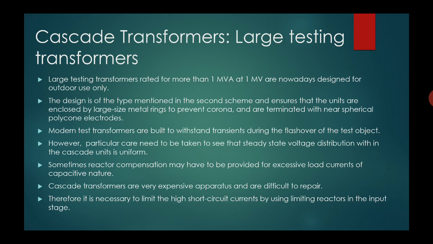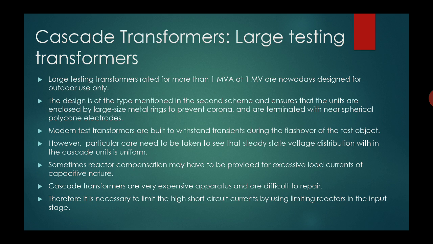Now, whenever there is an apparatus to be tested which has a high capacitance, capacitive currents are drawn from this cascade transformer. With a smaller cascade transformer, that may not be much of a concern, but for the bigger high voltage transformers, that may be a concern. So you have to add extra reactance or inductance to cancel out this capacitive current. So these are the compensator reactors.